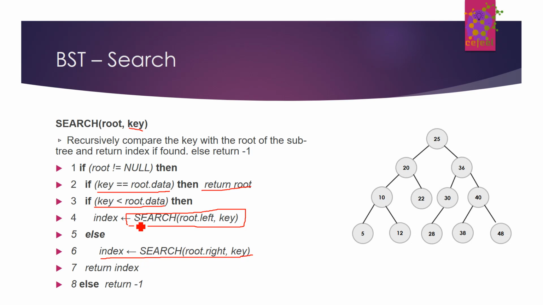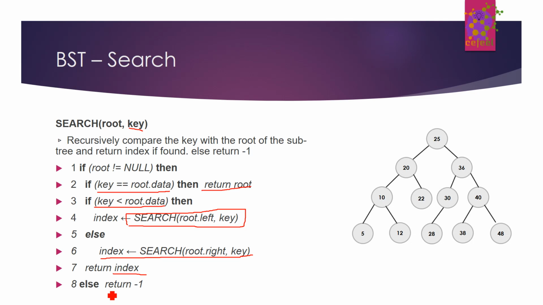And finally, once we have searched, we just return the index if we have found it. If index was -1, which means we haven't found any element, -1 is returned. Otherwise, if we have found it, then that index is returned. And finally, if in our subtree or in the tree root is null, then we just return -1. Which means if we have searched through the tree and haven't found any element, and we have reached a null subtree, we just return -1.